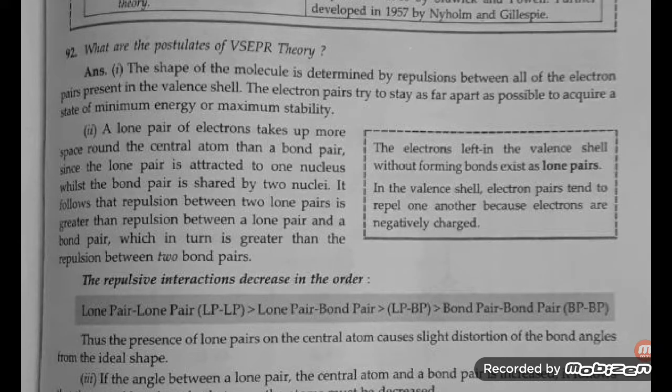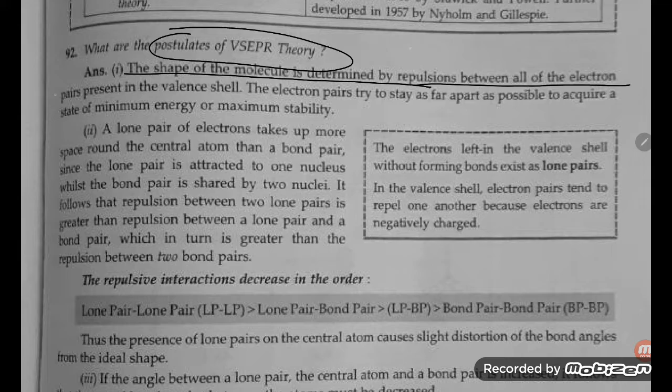Hello students, let us try to understand the postulates of VSEPR theory. The shape of a molecule is determined by repulsion between all the electron pairs present in the valence shell. So this is how the shape of a molecule is related to repulsion.